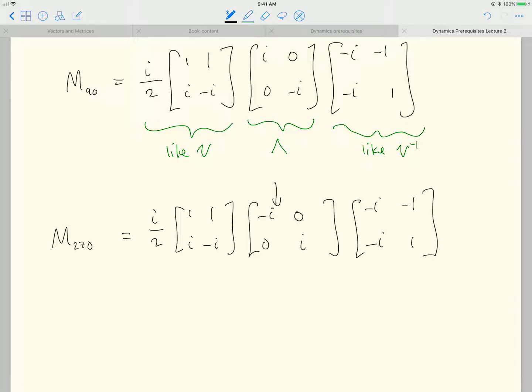So this is what we're looking at. And let's just go through those matrix multiplications. Or actually, given the time, I'm going to claim that if we go through those matrix multiplications, and those of you that still don't have matrix multiplication totally seared into your brain, this is a great exercise to do. Just go through those. And what you'll find is that this M270 ends up being this matrix. And indeed, all the i's cancel out.